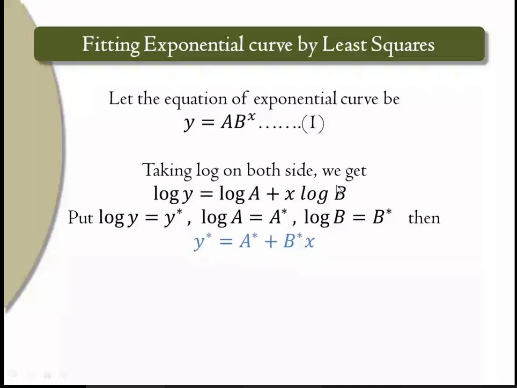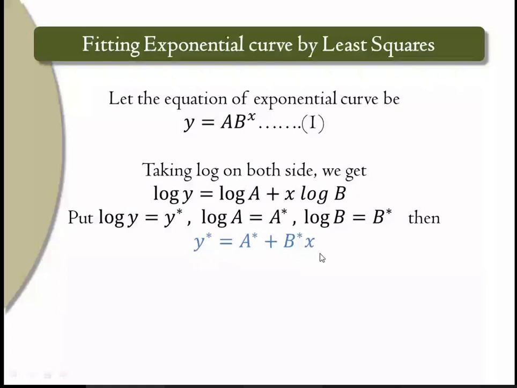And you can see that this is nothing but the equation of a straight line. y is equal to a naught plus a1 x. It is similar to that, only notations are different. Instead of y, we are having y star. Instead of a naught, we are having a star. Instead of a1, we are having b star and x. And we know how to get the equation of a straight line by least square method.